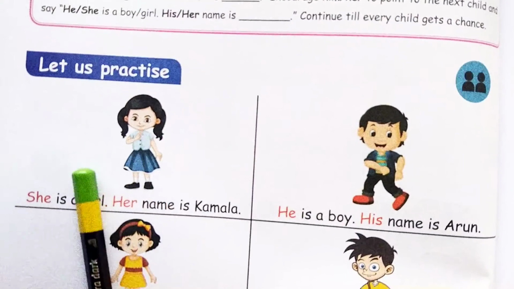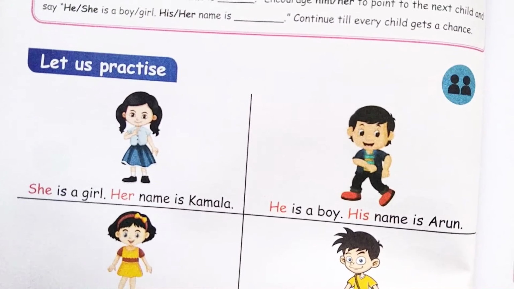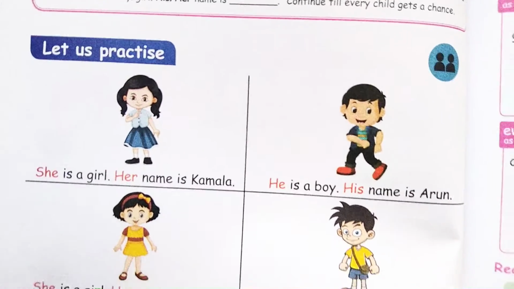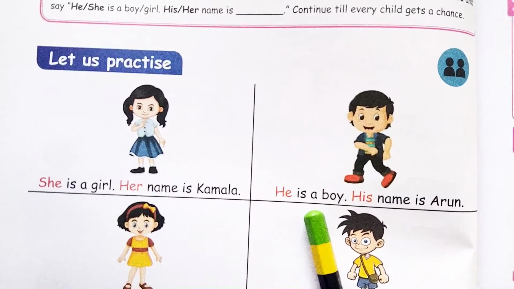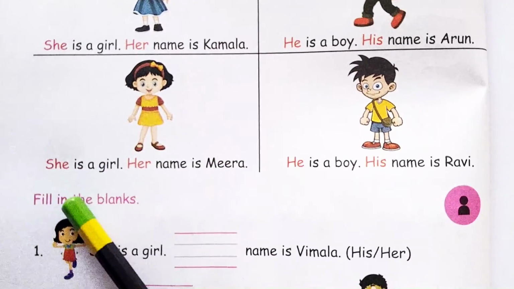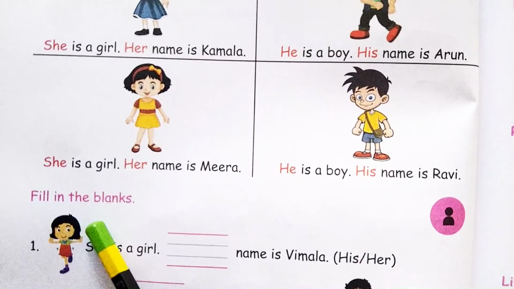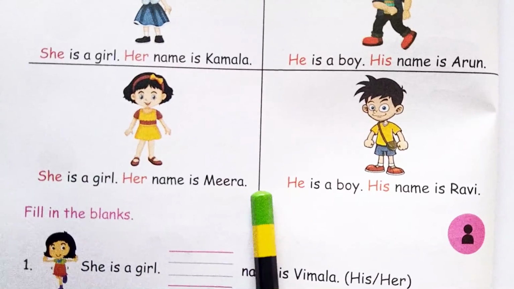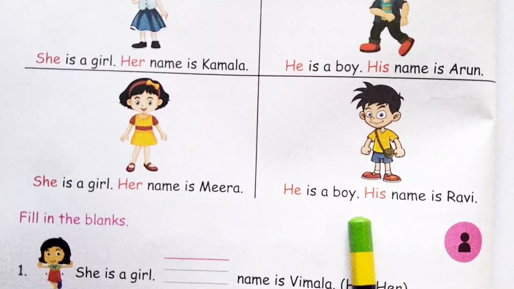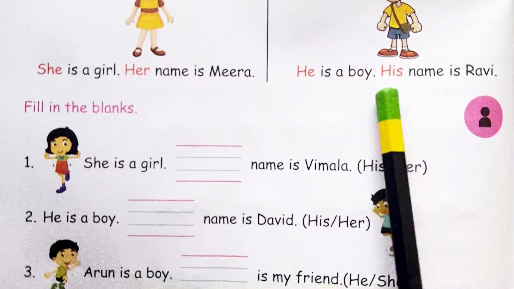Let us practice. She is a girl. Her name is Kamala. He is a boy. His name is Arun. She is a girl. Her name is Mira. He is a boy. His name is Rafi.